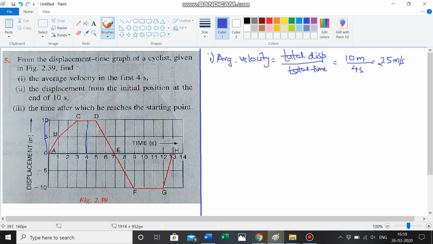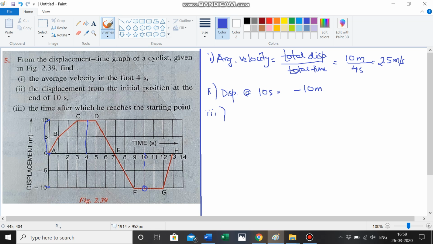Let's see part 2. Displacement from the initial position. This is my initial position and displacement at the end of 10 seconds. This is 10 seconds, so let me see where this graph goes. This is the point, which means it is at negative 10. So part 2, displacement at 10 seconds is equal to negative 10 meter. What does negative mean? It means from the original direction it's going in the opposite direction.